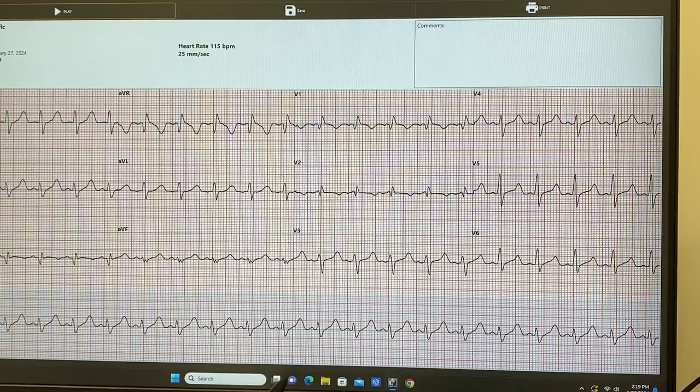Correct. So this is a conduction issue, right? When it gets to the bundle branches and it splits into the right and the left bundle branch, in the right bundle branch there's a problem, there's a blockage. And so what the electricity does is it flows, it hits the blockage, it backs up, and then it finds another route, which is what creates the R and the R prime, or R and R1, rabbit ears.